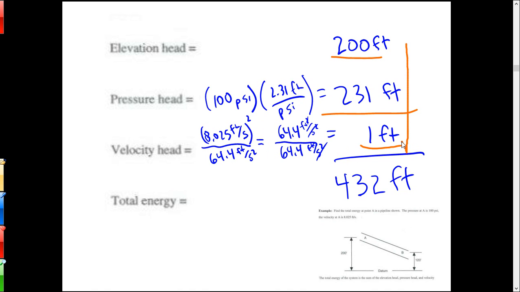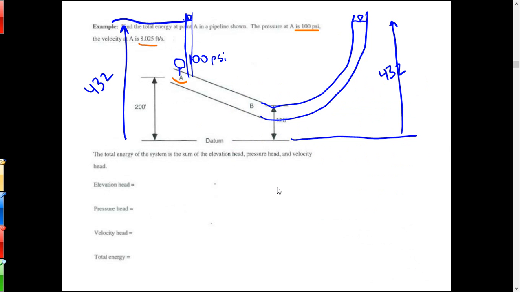Add those up, you get the total energy. That's 432 feet of total energy. All right. So the idea there, if you put a piezometer tube in this pipe and you measured the height that water rises above datum, it would rise up to 432 feet. That's the idea. So we're taking all the energy and converting it into elevation.